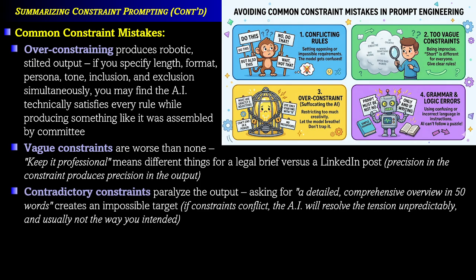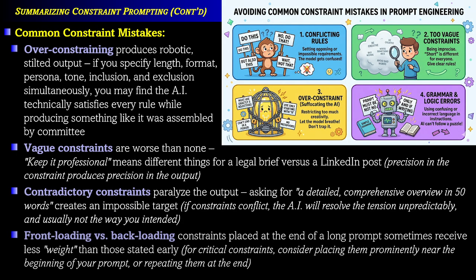And then we can have contradictory constraints. This is where the AI gets a little bit paralyzed, right? So for example, if we're asking for a detailed, comprehensive overview in 50 words, it creates an impossible target. 50 words for a detailed, comprehensive overview? How do I do that, right? If the constraints conflict, the AI will resolve this tension in unpredictable ways, not the way maybe you intended it to do it. So be careful of contradictory constraints.